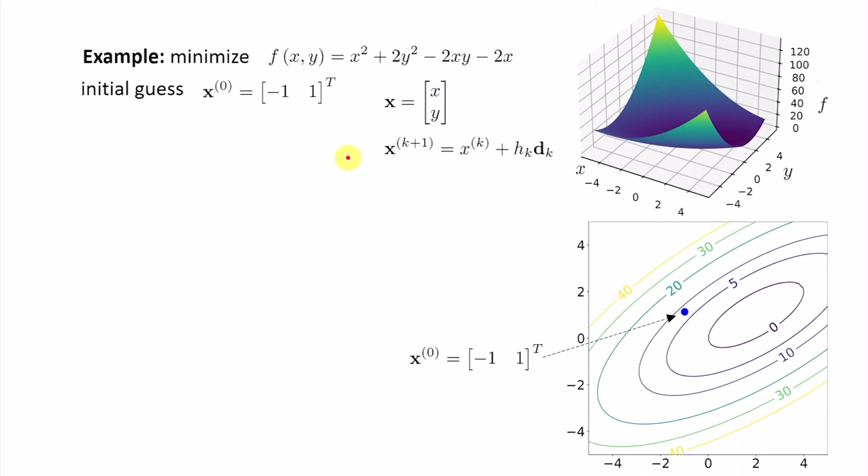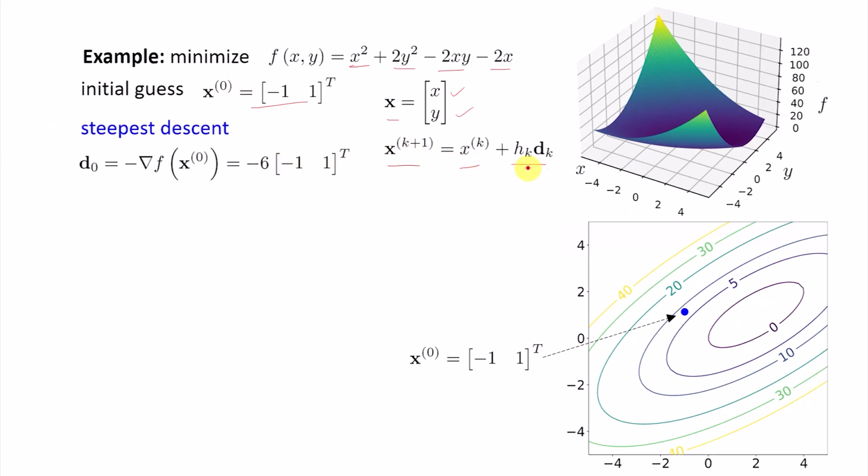Now we come back to our example of f(x, y) = x² + 2y² − 2xy − 2x, and we have this initial guess of (−1, 1). I am treating this x vector as having two elements, x and y, and we know that xk+1 is equal to xk + hk dk. This is our initial guess, (−1, 1), the 0th iteration, and now I have to go to the first iteration.